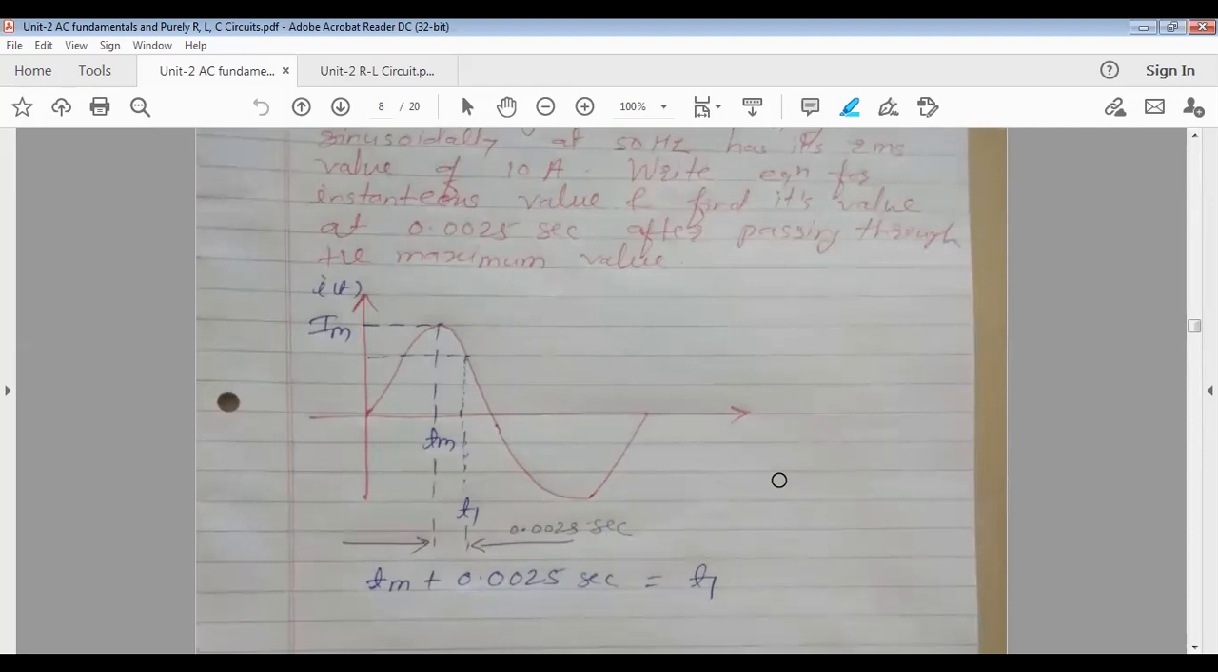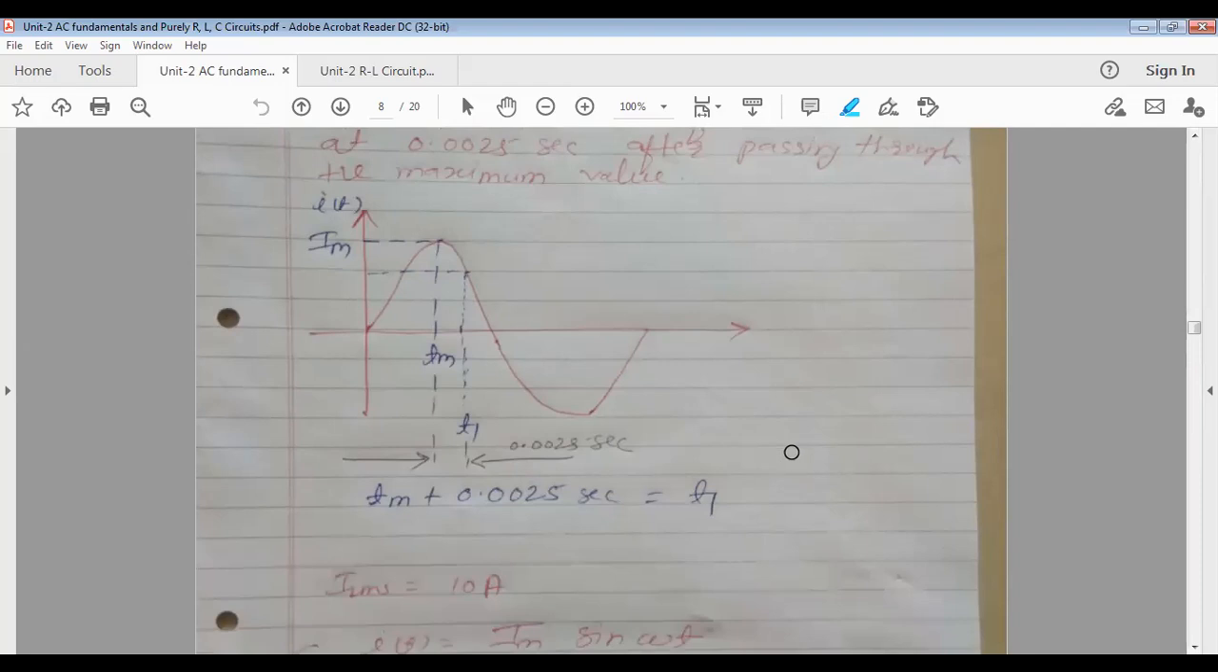0.0025 after Tm. Means what? 0.0025 second after Tm means exactly where from the diagram? That time I have denoted by which variable? T1. T1, correct. So here T1 is 0.0025 second after Tm.